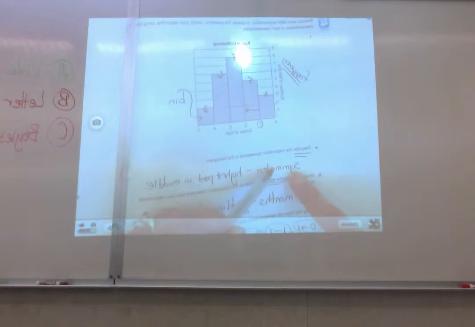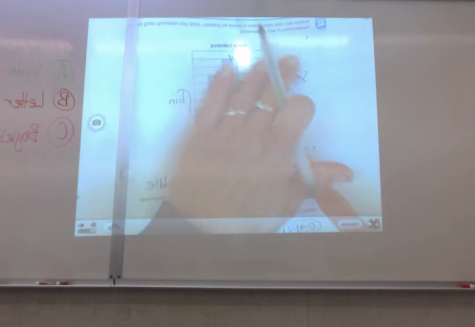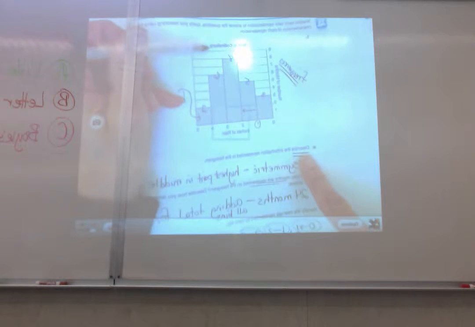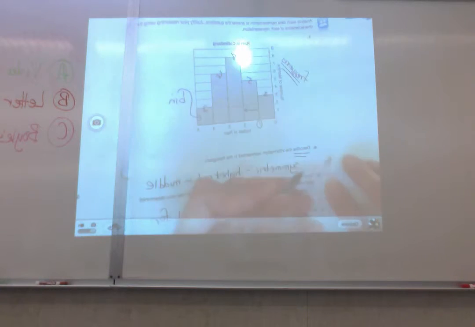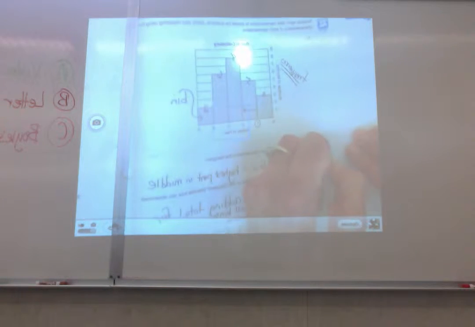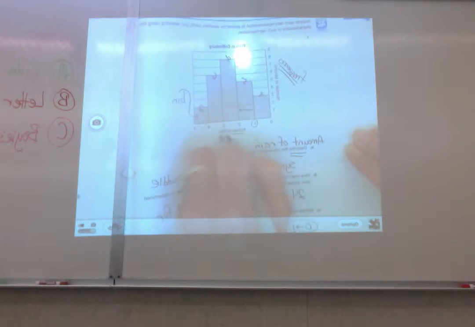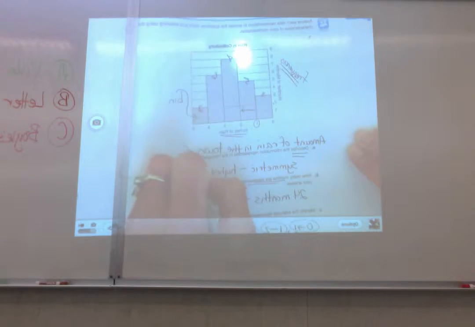Instead of saying symmetric right here, I think they wanted to look at the situation. What do you think Collinsburg is? Look, town, the city. Town. Amount of rain, inches of rain in the town of Collinsburg.